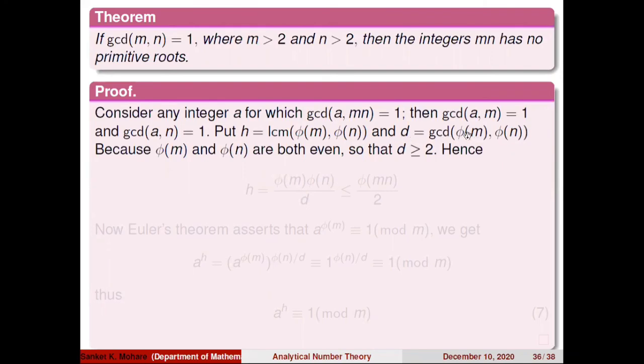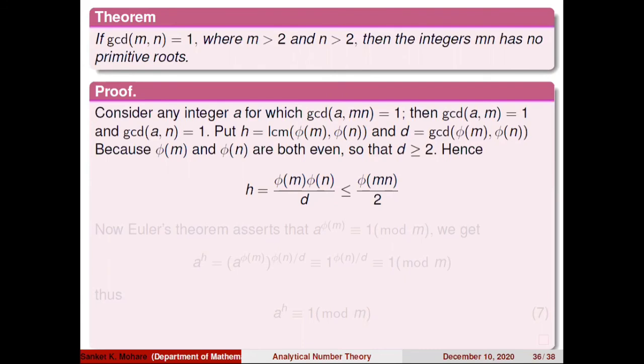So their GCD is always greater than or equal to 2. Okay, GCD is always greater than or equal to 2. So therefore D is greater than or equal to 2. Hence, now in regard to the LCM of two positive integers and the GCD of two positive integers, what is their product equal to?